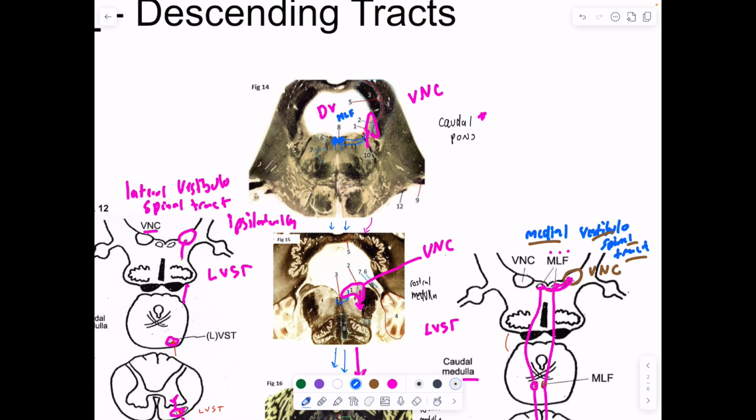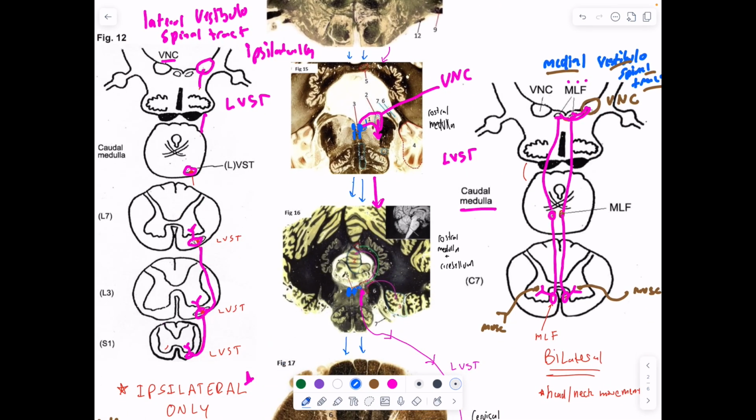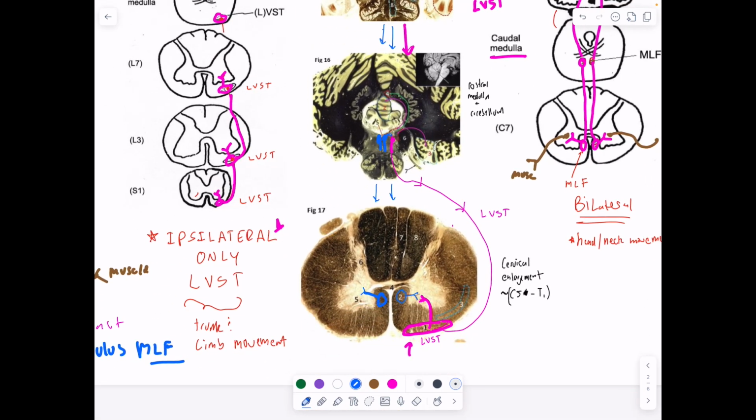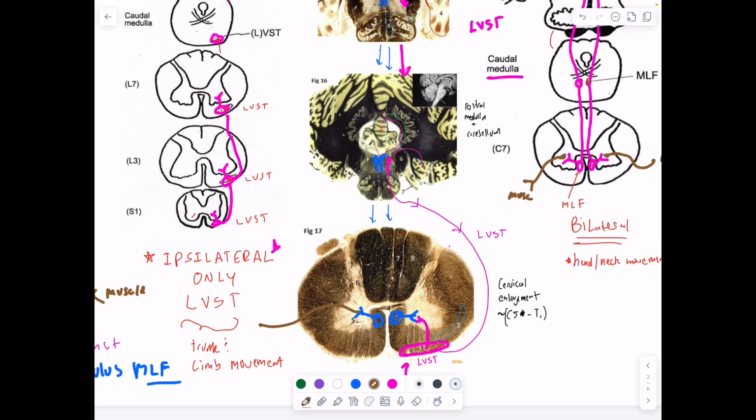And then up here we descend via MLF. So this is MLF right here. So we're going bilaterally, and then we descend downwards. We get to MLF, which is located here. We descend downwards until we get to here, and then we synapse also at the anterior horn, and then our muscle fibers come out.